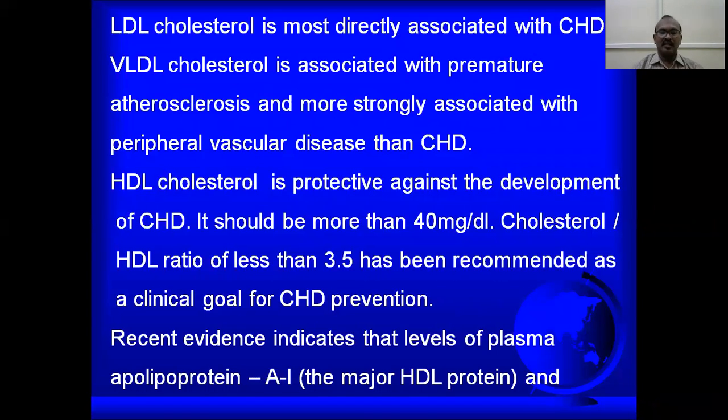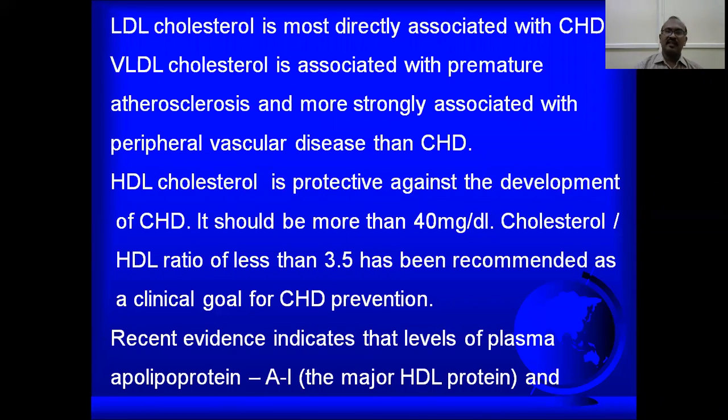So the level of HDL cholesterol should be more than 40 milligrams per deciliter. A cholesterol by HDL ratio of less than 3.5 has been recommended as a clinical rule for CSD prevention. So we maintain a ratio of less than 3.5. You should know that HDL should be more than 40 milligrams per deciliter. So 220 divided by more than 40, say 50 or 60, will result in a ratio of less than 3.5.